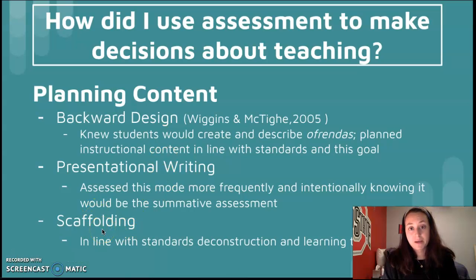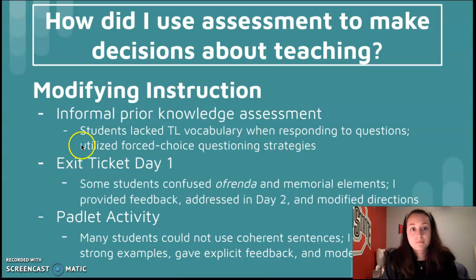Finally, scaffolding was a big part of assessment and my planning process. It was greatly informed by my work with standards deconstruction, thinking from knowledge through reasoning and skill targets up to creation of their final product. I wanted to support students and help set them up for success. I also used formative assessment to modify instruction in the moment.